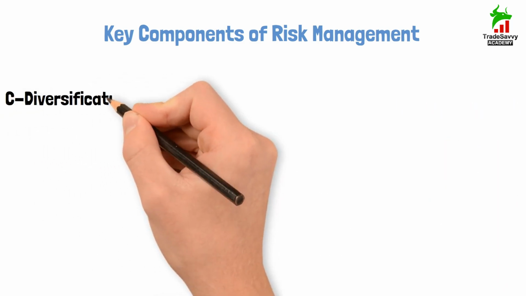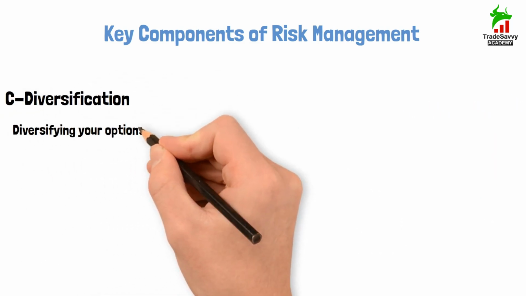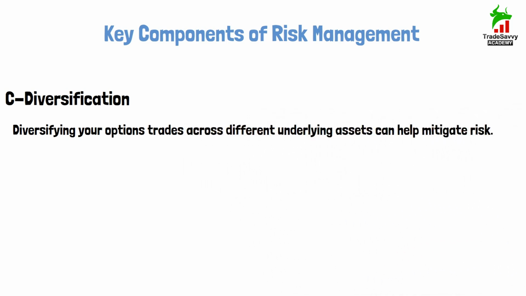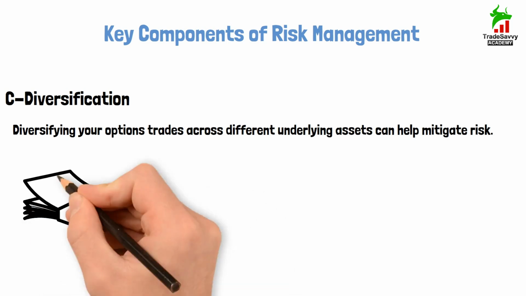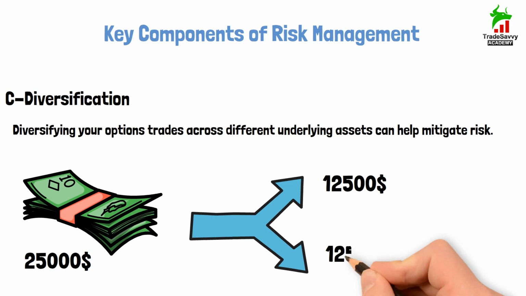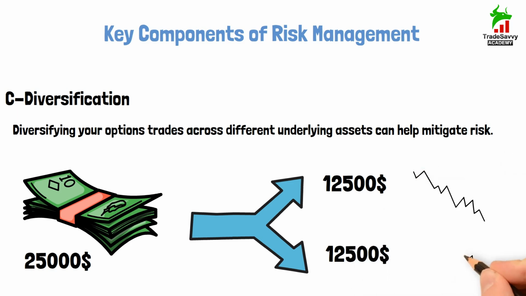C. Diversification. Diversifying your options trades across different underlying assets can help mitigate risk. By not putting all your capital into 1 or 2 trades, you reduce the likelihood that adverse movements in a single asset will have a devastating effect on your overall portfolio.